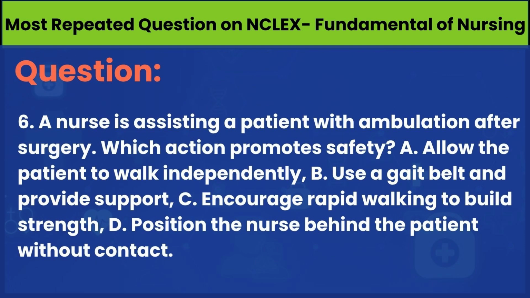6. A nurse is assisting a patient with ambulation after surgery. Which action promotes safety? A. Allow the patient to walk independently. B. Use a gait belt and provide support. C. Encourage rapid walking to build strength. D. Position the nurse behind the patient without contact.